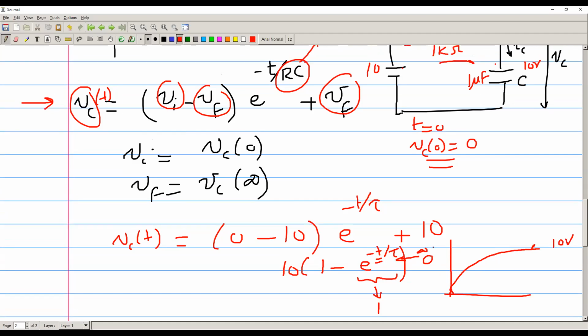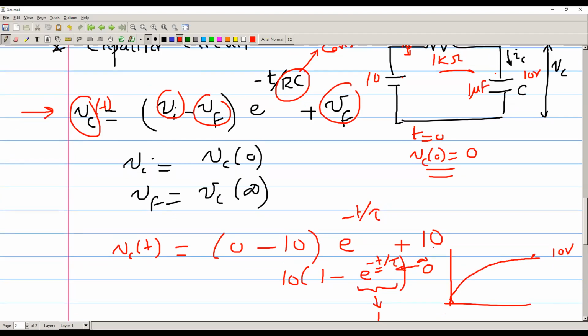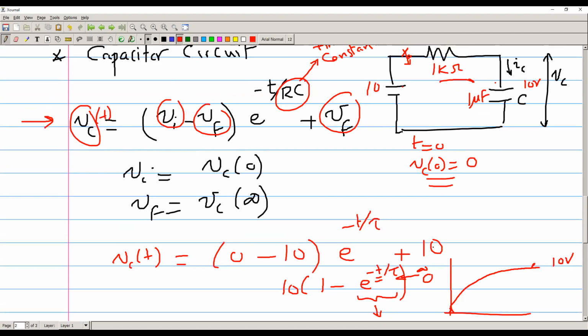Okay, let's do the same exercise for IC, the same exact problem here. If I talk about IC, the current, what's IC of 0? The current here at 0. The capacitor has 0 voltage at the beginning, right? And you have here 10 volts. So the potential across this resistance will be 10 volts. So IC will be equal to 10 over 1K, right? Yes. How about at infinity?